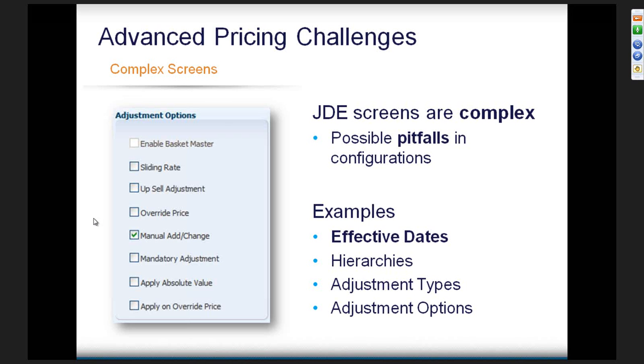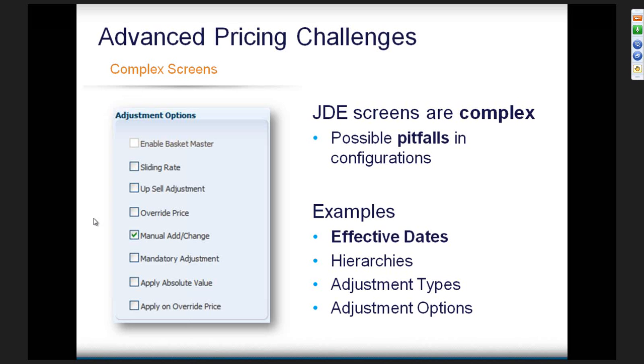Hierarchies can be a pitfall. So you're using a preference hierarchy. That's really the starting point for advanced pricing, and that is a very important configuration. If you change a preference hierarchy, that can have ripple effects across a lot of parts of your advanced pricing.